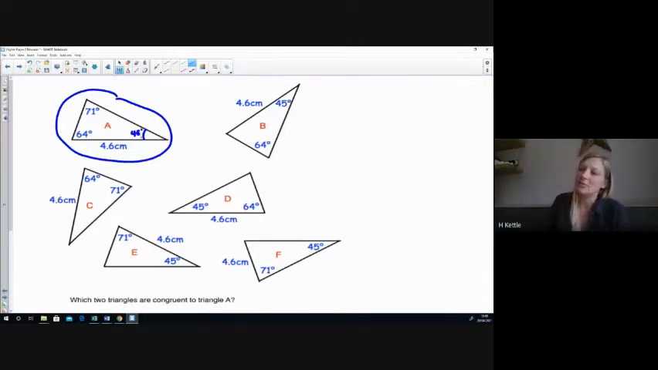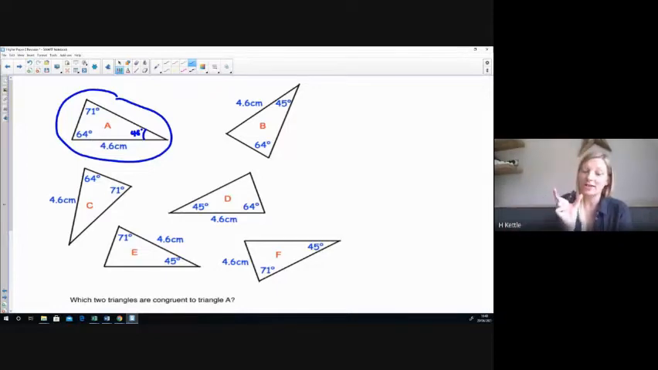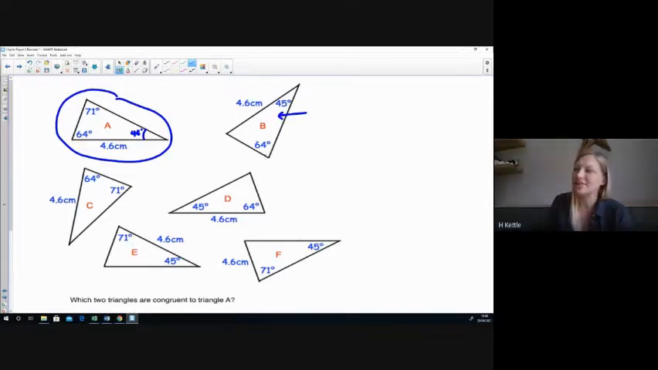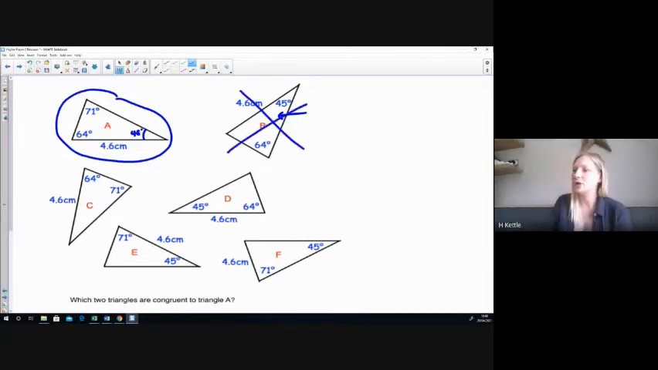Now, that helps me because it means that in any congruent triangle, the side that is 4.6 needs to be between the 64 degrees and the 45 degrees. So if we come over here and we look at B, B is no good. In B, the 4.6 is opposite the 64 degrees. That's not going to be congruent. It's not going to line up. If we were to cut them both out and put them on top of each other, that wouldn't be the same. So B is no good.